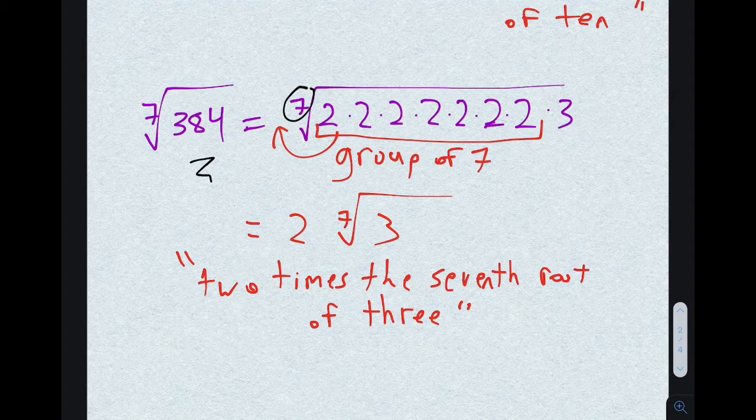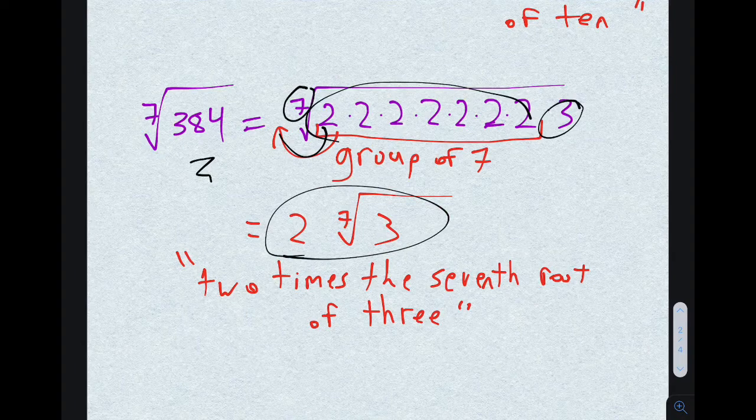So we do have 7 of these 2s. So we can use up all of these 2s, bring them to the outside, and what's left is just that 3, and our answer would be 2 times the 7th root of 3. 2 times the 7th root of 3 and just the 7th root of 384 are identical in their value. They are equivalent. You can write one in terms of the other, and that makes it handy for simplifying different sorts of problems. So as a quick review, I hope that helped.